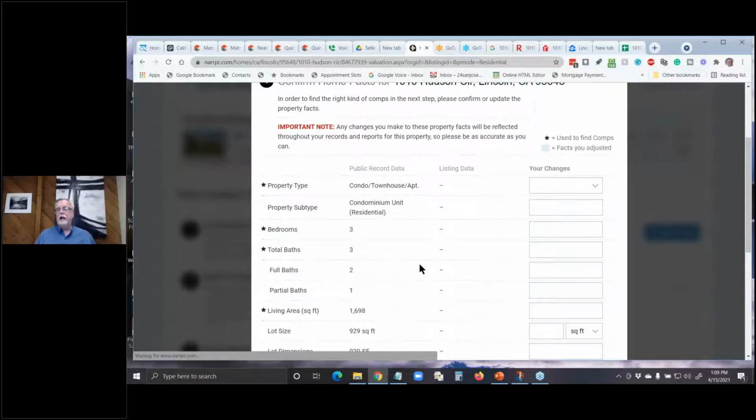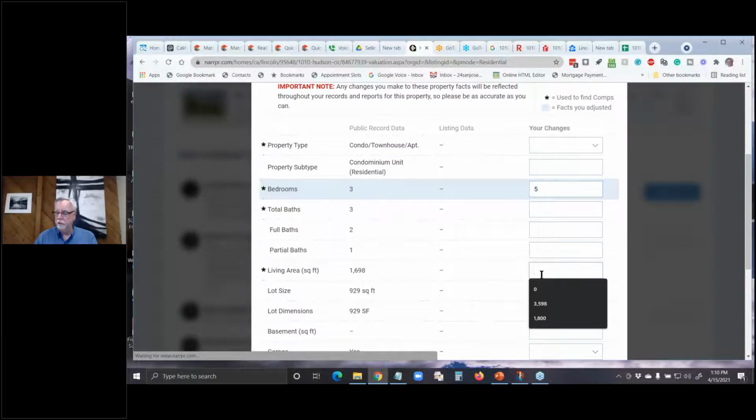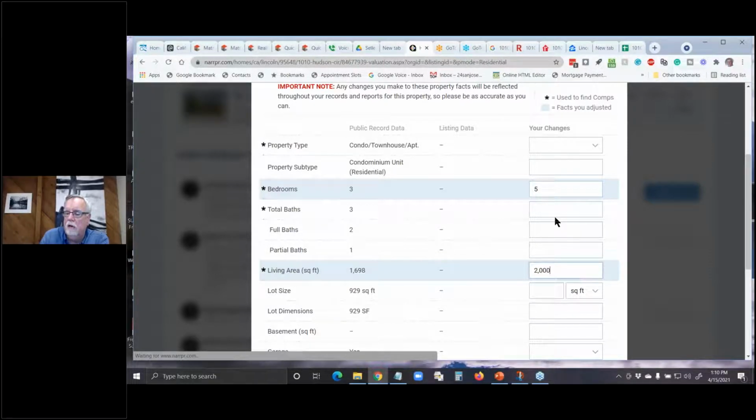And by the way, in a condominium or townhome, they're not going to double the square footage or do a lot of that crazy stuff that people can do in single family homes. But let's say it was a single family home and we now know that it is 5 bedrooms because they've added on, it's still got 3 baths, and the square footage is 2,000 square feet now. If we put those changes here, then RPR will use that when they calculate the values.